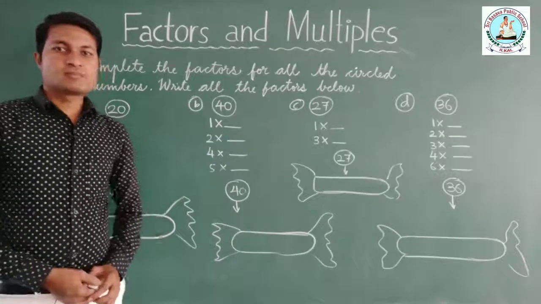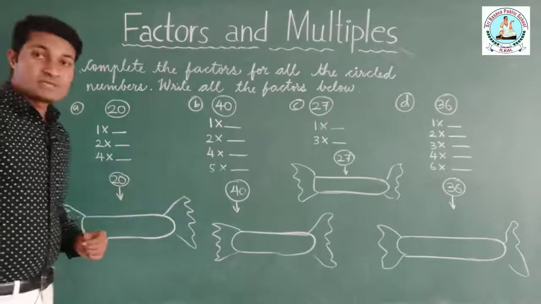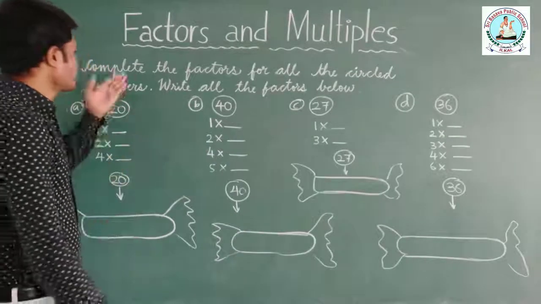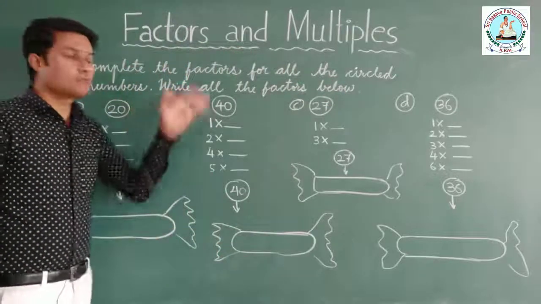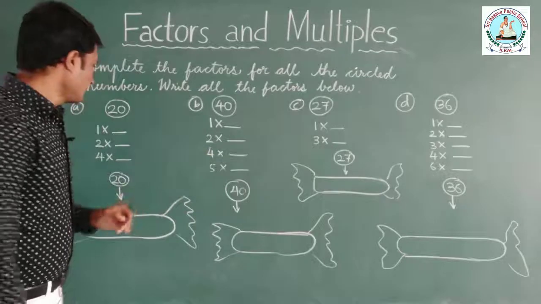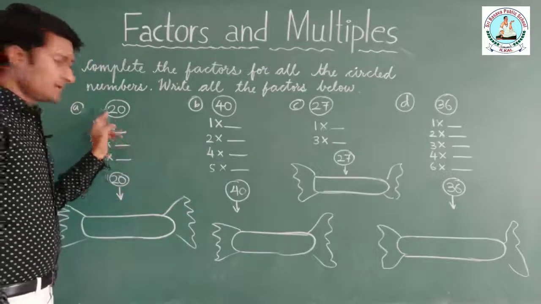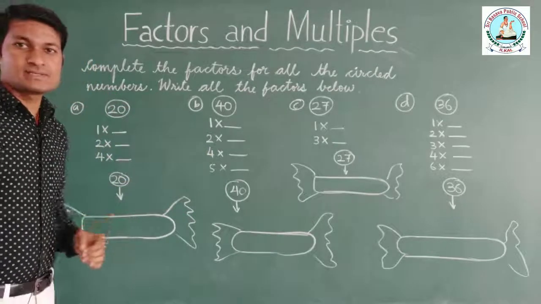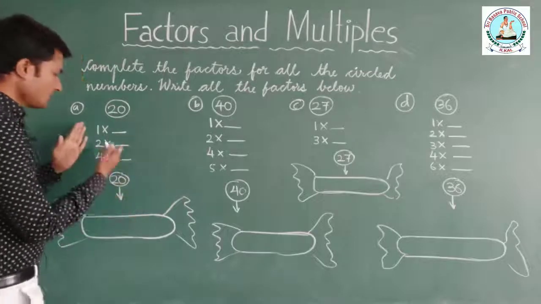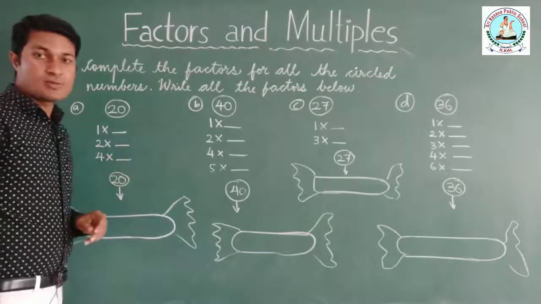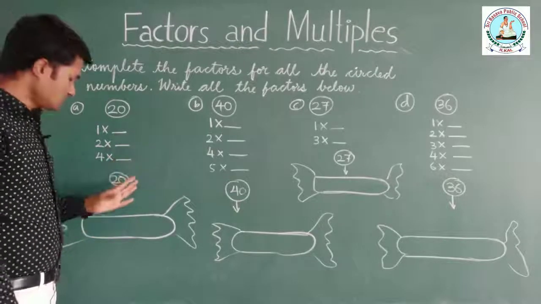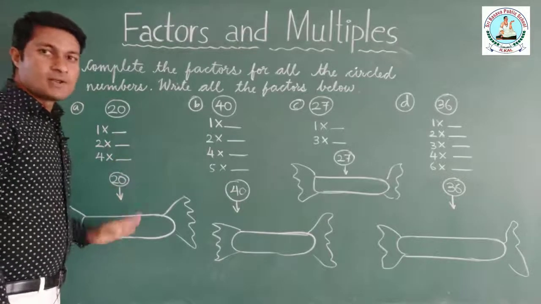Well students, now I am solving the exercise problems of page number 60, and your next one is: complete the factors for all the circle numbers and write all the factors below. Right? So the first circle number is 20. Just go on writing the factors in combination. So this is one combination, this is the second combination, and this is the third combination. So from those combinations we have to write all the factors below here.